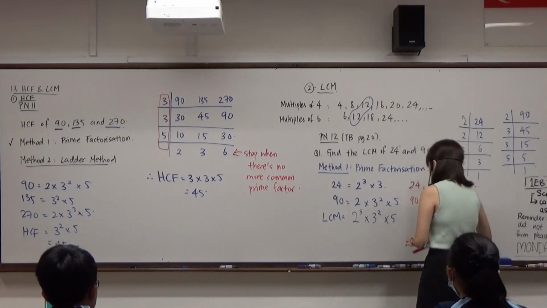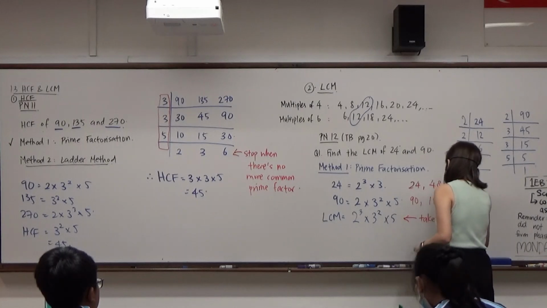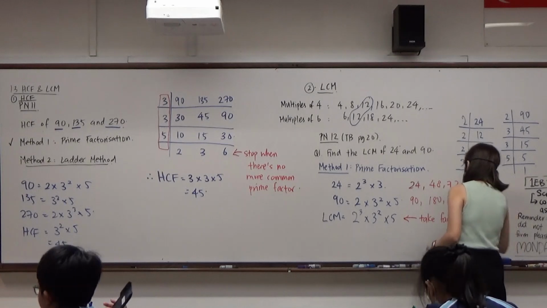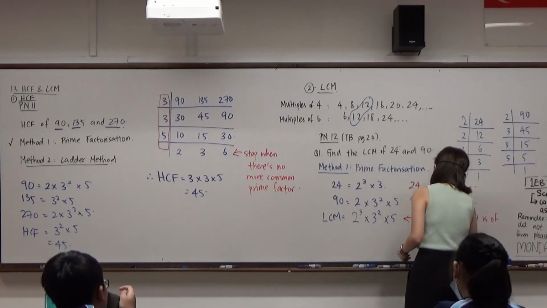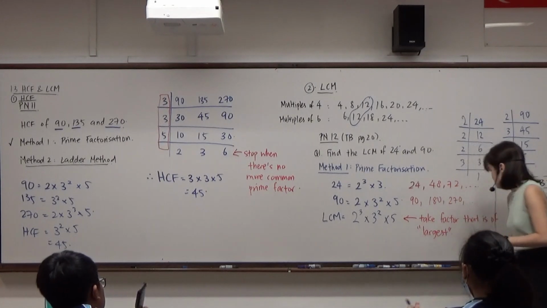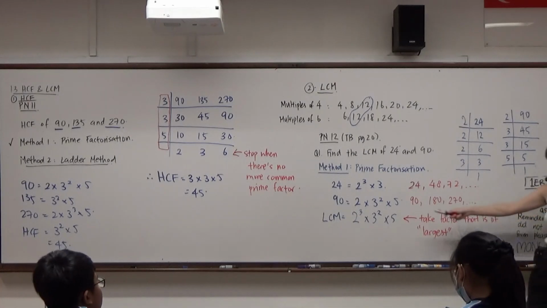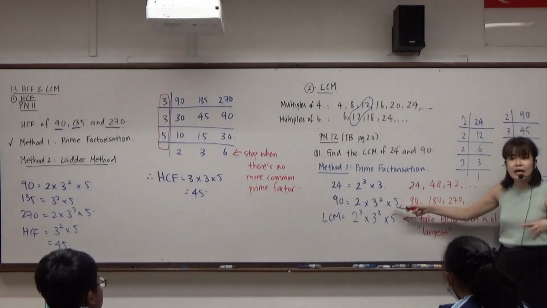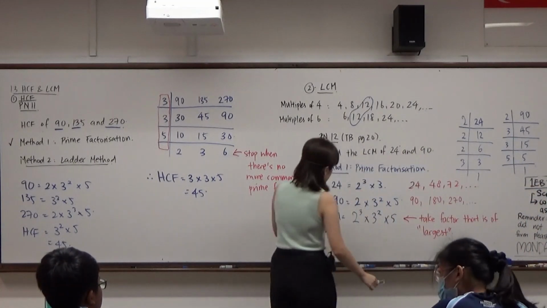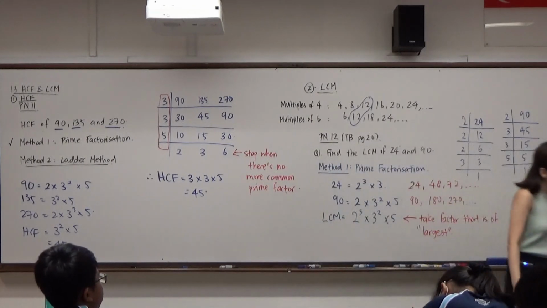Okay, so let me write down. Take out the factor that is the largest. So that means 5 down here we don't have, but up here we have, 5 is still the largest one, so we take it. You can press this into the calculator. We have 8 times 9, that's 72, times 5, we have 360.